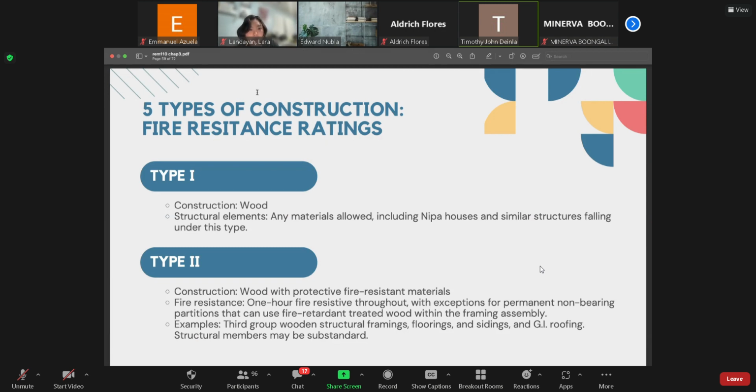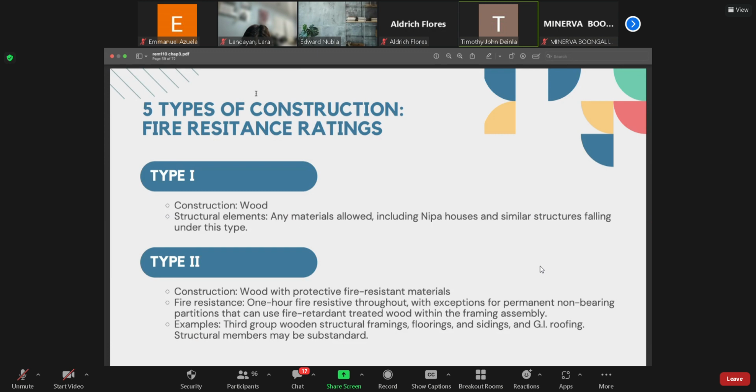So first po is yung type 1. Summarize ko na lang po. So for type 1, imagine a nipa hut. All materials used on the structures are made of wood. So ito yung pinaka least resistant when it comes to fire among the 5 types of construction.